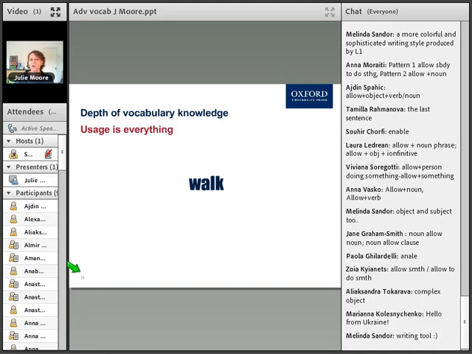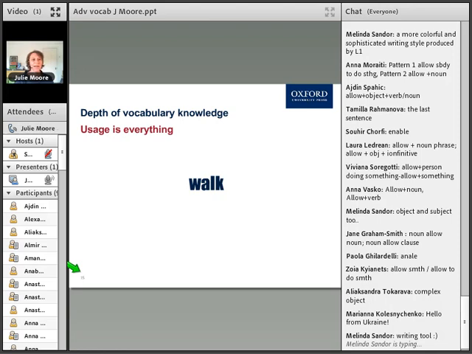But the final one here at the bottom, constraints on use, I think is particularly relevant to more advanced learners. So understanding when, where, and how often we can use a word, I think becomes more and more important as we go up the levels to more advanced learners. Let's have a look at an example why.